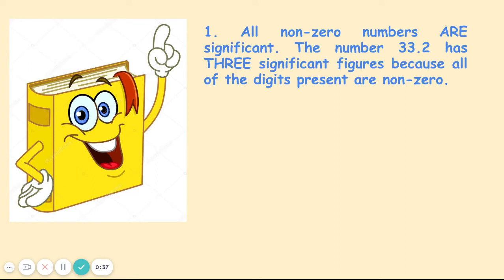So, rule number 1, all non-zero numbers are significant. The number 33.2 has 3 significant figures because all of the digits present are non-zero. So, all non-zero numbers that you know, they are significant. So, that is rule number 1.